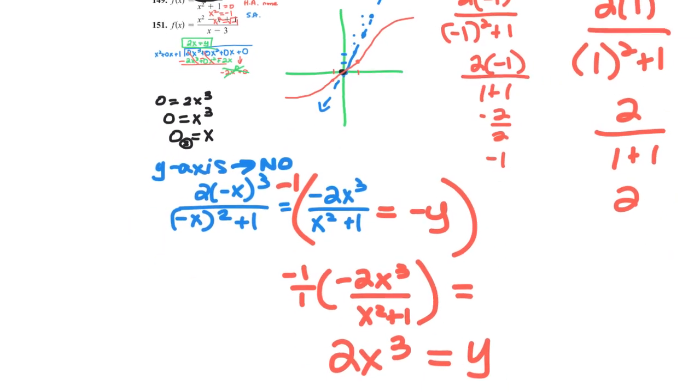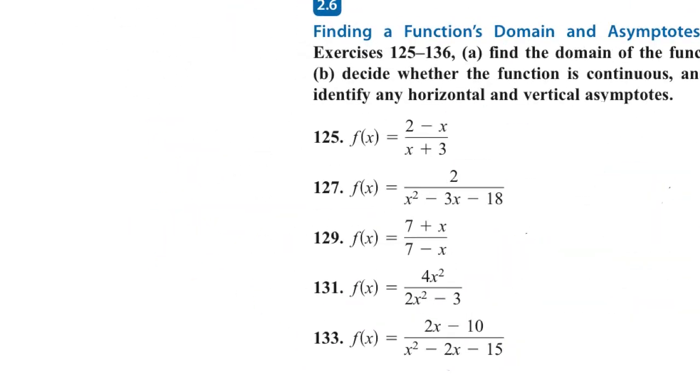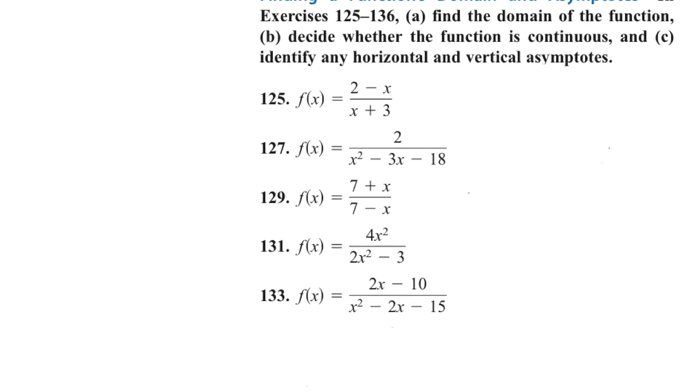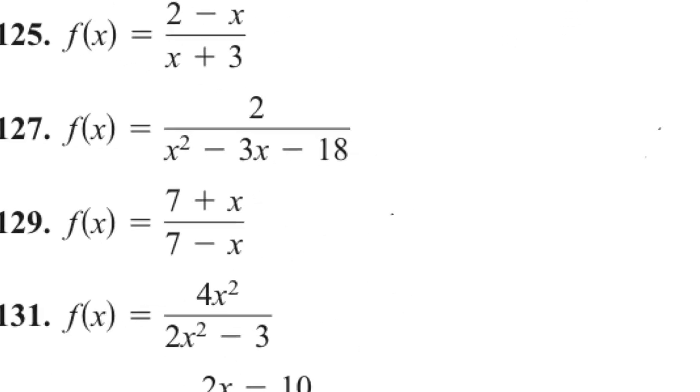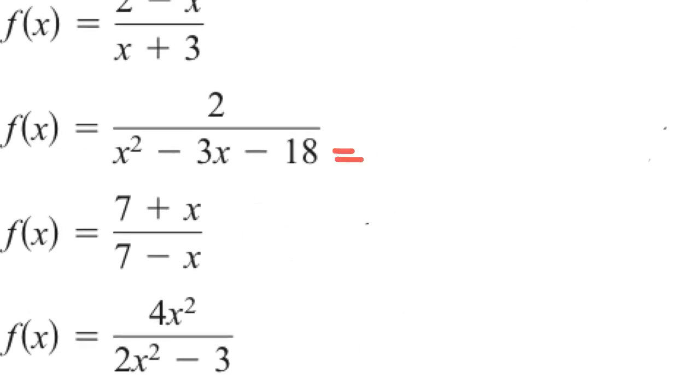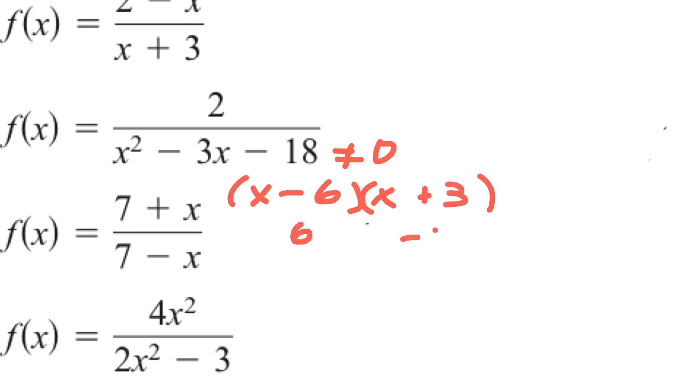Other questions? 127. Okay, so now it says find the domain, determine whether it's continuous, and identify any horizontal and vertical asymptotes. So for 127 domain, I would set my denominator not equal to 0. The top's obviously not factorable, so nothing's going to cancel. X and X, so factors of negative 18 that sum to negative 3 would be negative 6, positive 3. Solve this and it's 6 and negative 3. So x cannot equal 6 and x cannot equal negative 3.